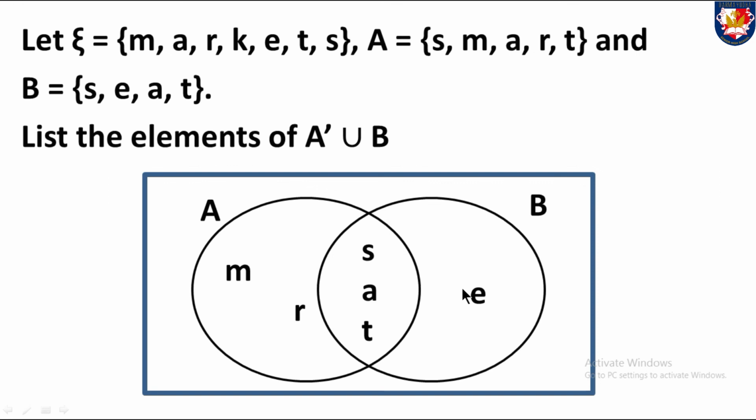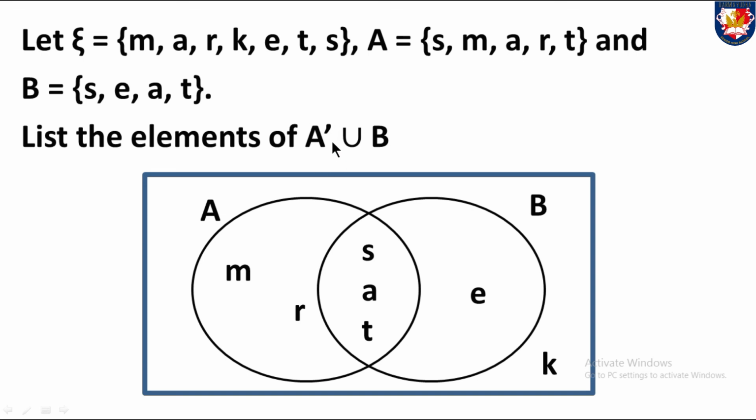We put it here. And the element that does not belong to A and also does not belong to B, but still belongs to the universal set, is K. We put it outside A and B. Let's put it here. Now, we're going to identify the elements of A complement union B.